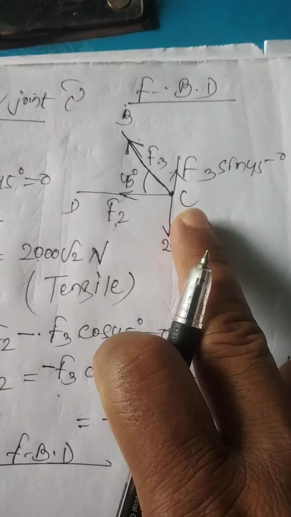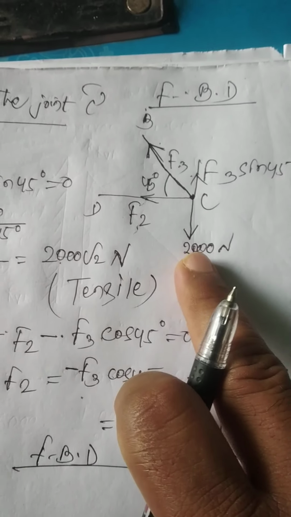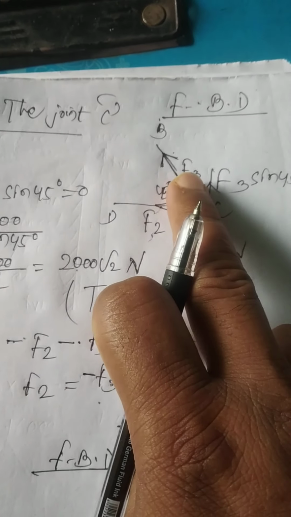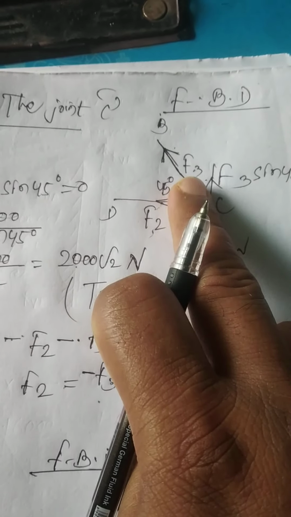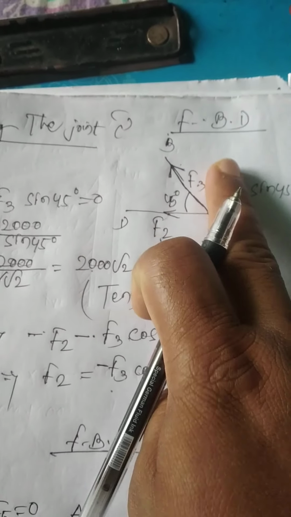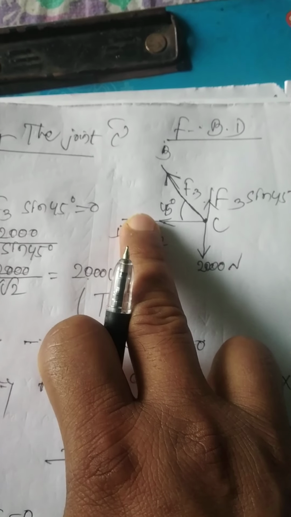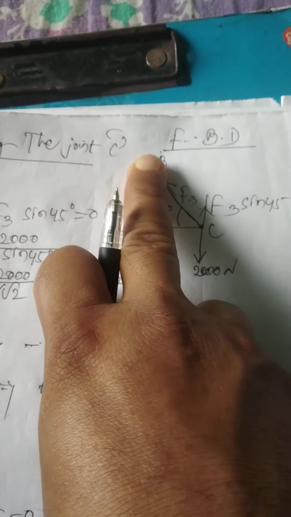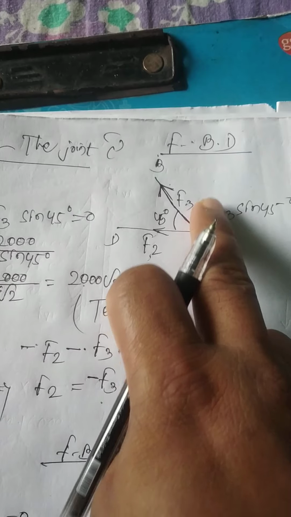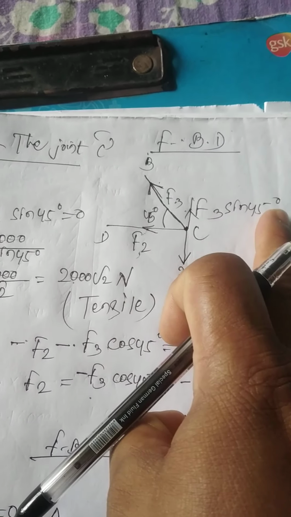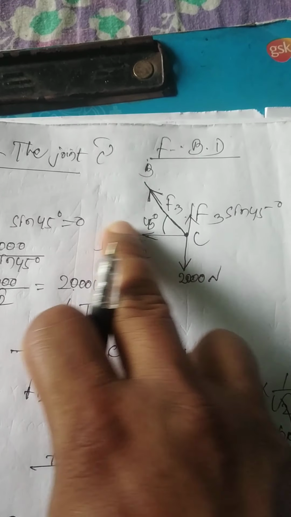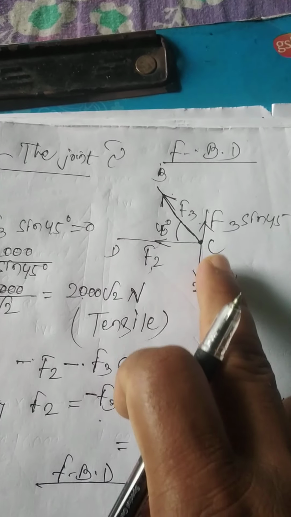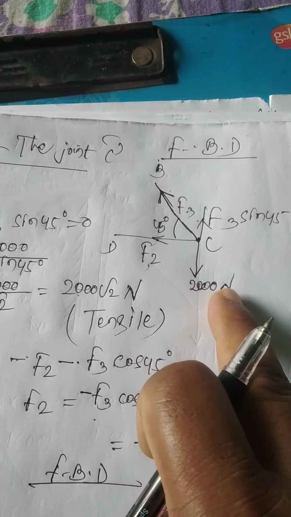Look into joint C. Here I have drawn that at the point C the F3 force is making 45 degree with the horizontal. So it has two components, one vertical and another horizontal. As I have taken it as a tensile force, the vertical component will be moving upward, that is F3 sin 45 degree, and the horizontal component will be moving leftward, and here is the downward 2000 Newton force.